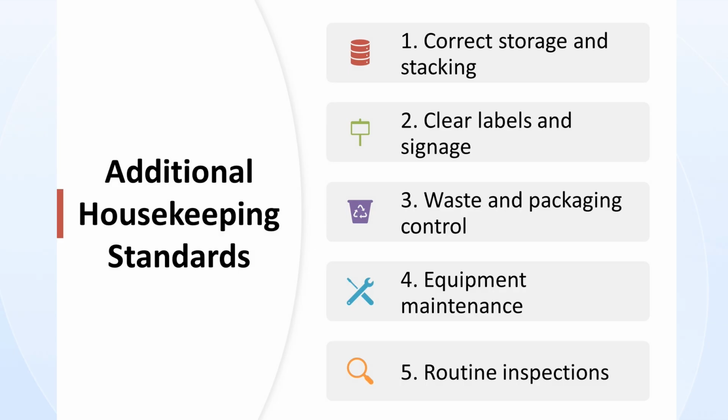Notice what these standards have in common. They support accuracy, efficiency, safety, and control. Housekeeping is the foundation. If housekeeping is weak, everything built on top of it becomes unstable, especially receiving accuracy and dispatch accuracy. Now we move to KT02, how housekeeping directly affects accurate receiving and dispatching. This is where we connect cleanliness and organization to inventory accuracy and customer service.